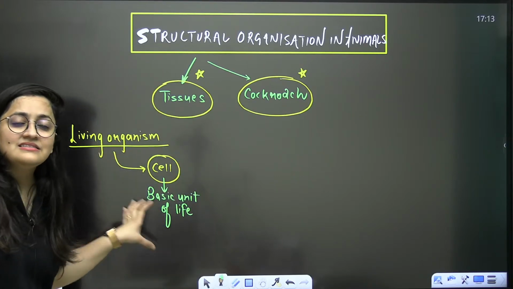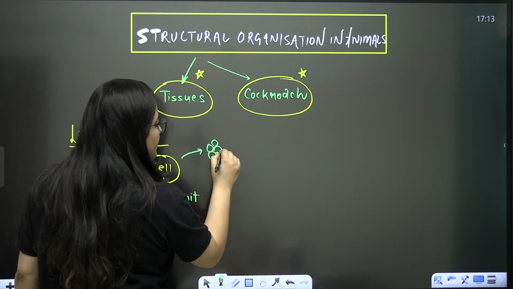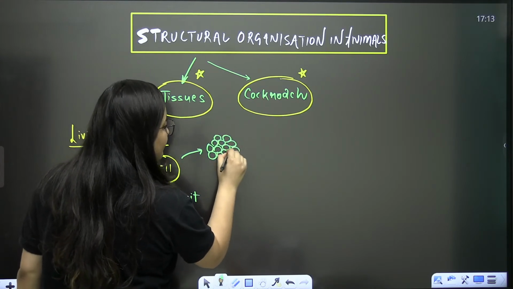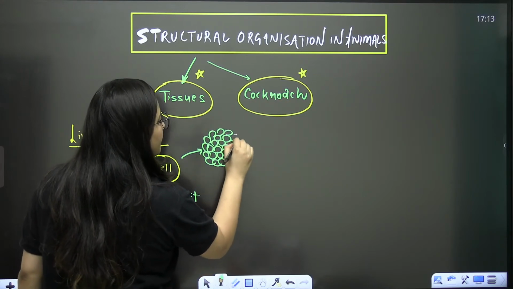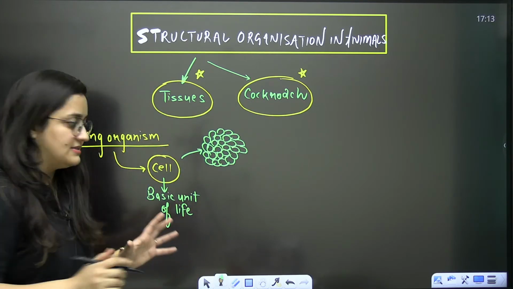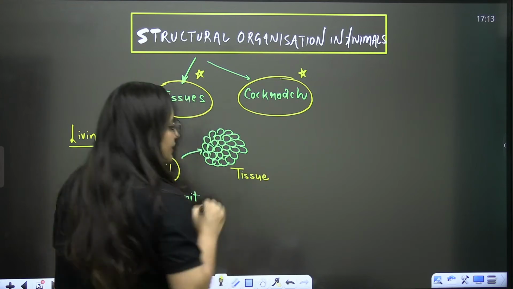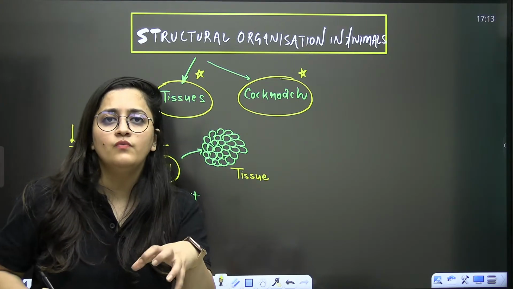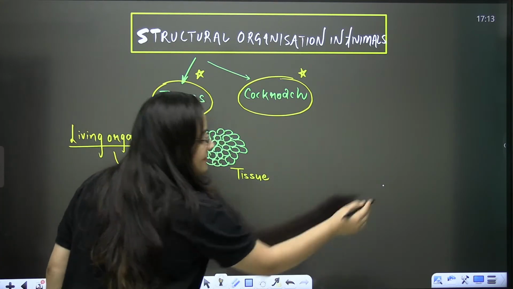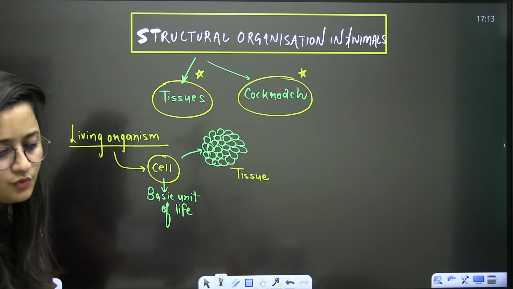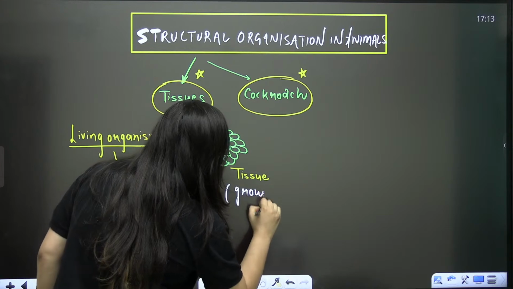Now, when these cells join together, like so many cells together, or you can say a group of cells, I will discuss the conditions as well. A group of cells is going to form the tissue, the next part. So if I have to define tissue, what will I say? It is a group of cells.